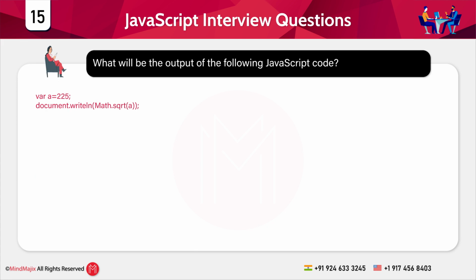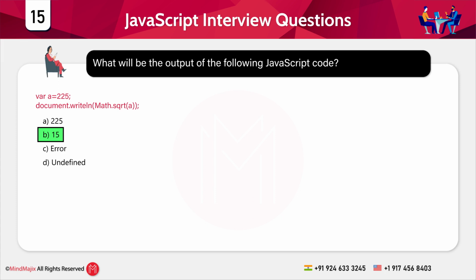Next question, variable a equal to 225, then display Math.sqrt of a. Now the square root of 225 is 15, error, undefined, or 225. So the answer is B, that is 15. The JavaScript Math.sqrt method returns the square root of the given number. So the given number is 225.